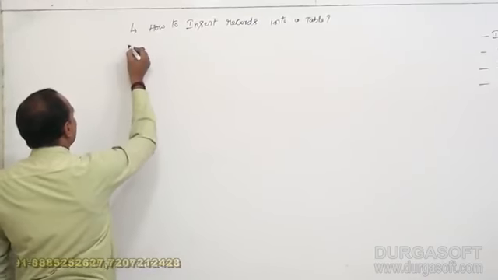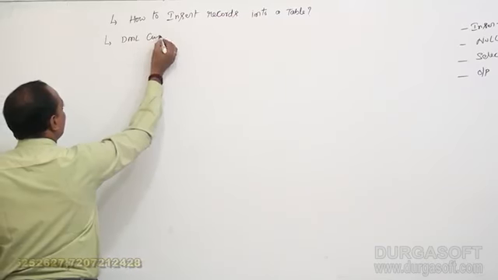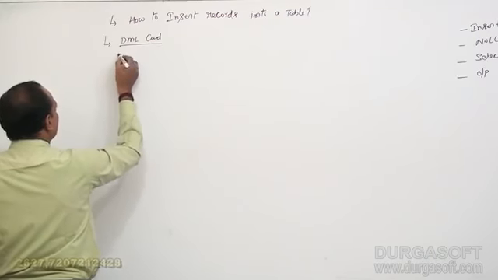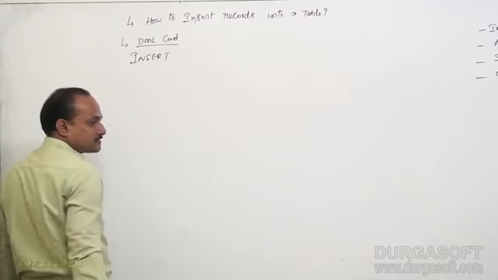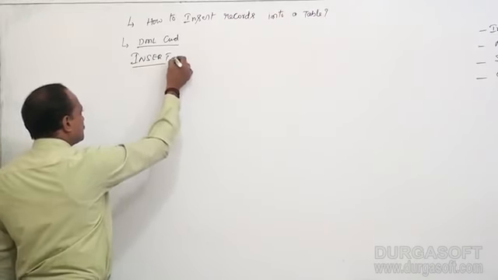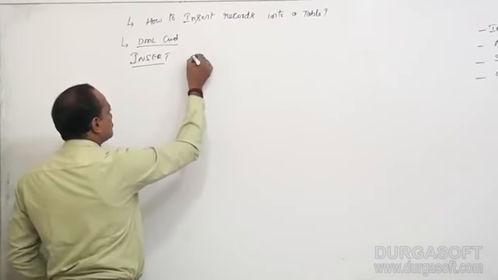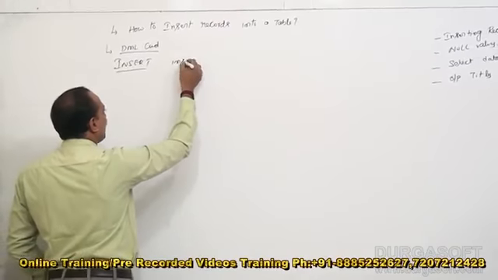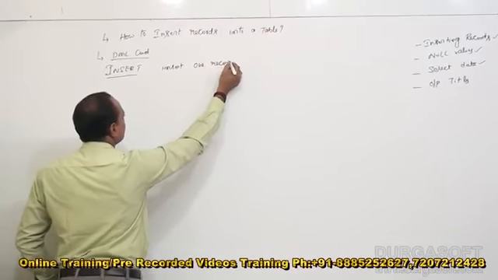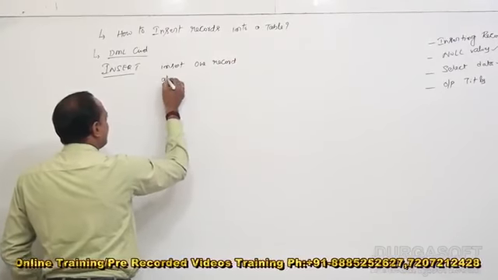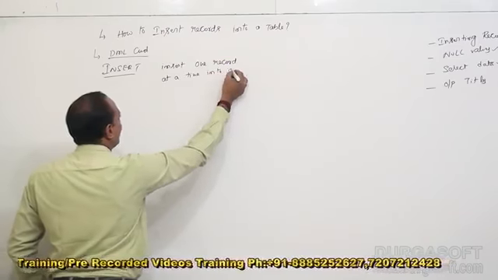See, if you want to enter data, we have to use a DML command. What is the DML command? The first command we are discussing about DML operations is insert. The insert command is used to enter data into the table, which means it is used to insert one record at a time into a table.